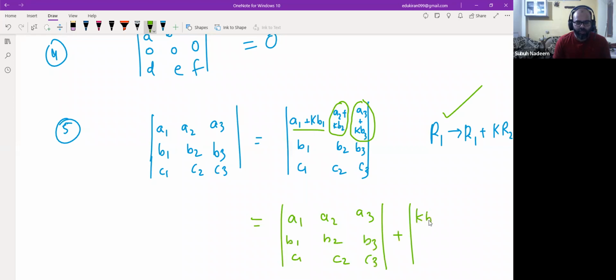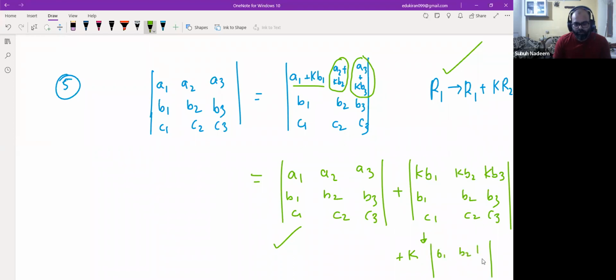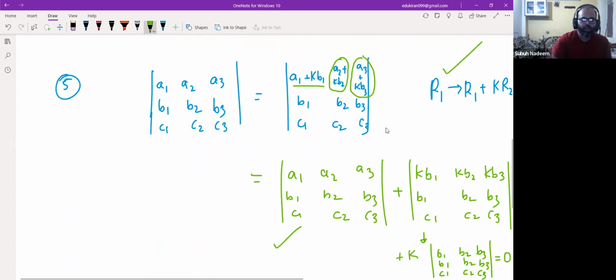Plus kB1, kB2, kB3, B1, B2, B3, C1, C2, C3. So this is how we write it by splitting this addition. Now, after writing it like this, this remains as it is. For the other one, you can take k common from the first row and it will come outside the determinant, leaving B1, B2, B3, B1, B2, B3, and C1, C2, C3. This particular determinant will be equal to 0, because we have seen a property above that if two rows or two columns are identical, then the value of the determinant is 0.